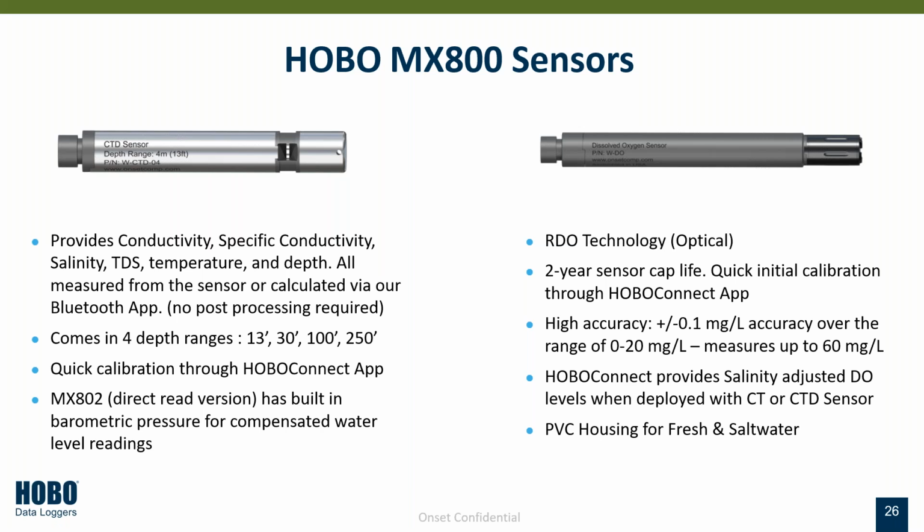So the calibration process with the DO sensor is pretty much the same. There's a boot and sponge to do that 100% saturation, and you run it right through your app. Takes about 30 seconds and you're on your way.